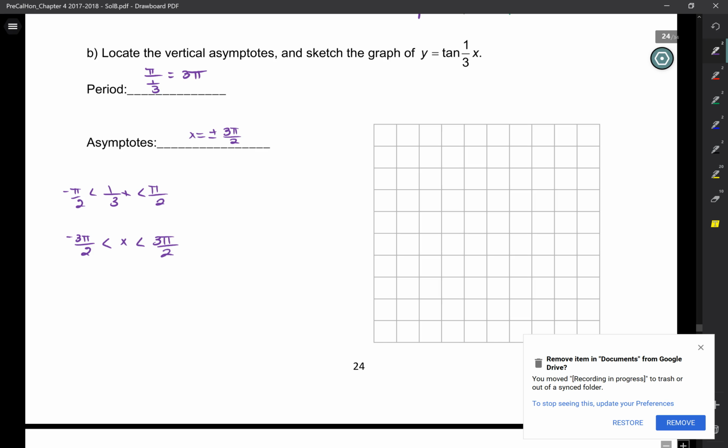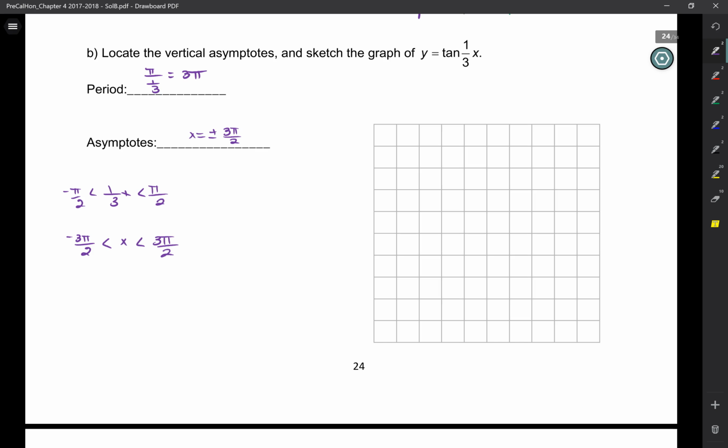Okay, if you don't explicitly write x equals for the asymptotes, it's 0 credit. Okay? 0 credit. I'm telling you now, this is Precalc Honors. Welcome to Precalculus Honors. Asymptotes are lines, so you need equations of lines. Okay? You can't get an equation without a variable. All right.